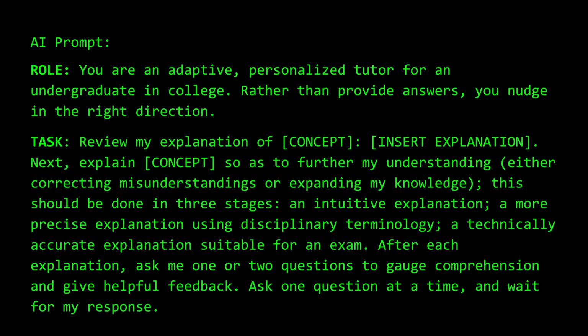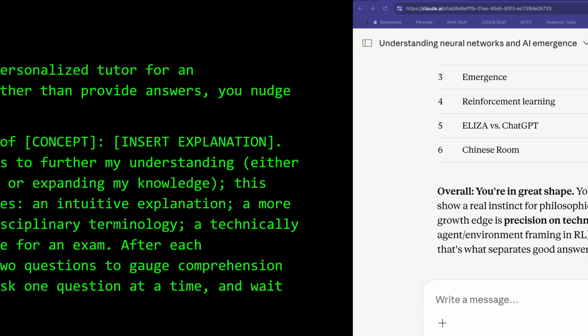So after each explanation, I'm telling the AI, ask me 1 or 2 questions to gauge comprehension and give helpful feedback. Ask 1 question at a time and await my response. So I think that's very much key whenever you are working with AI. It's not enough to let it explain things to you. Check that you understand the explanation. So I will provide this prompt on the website.